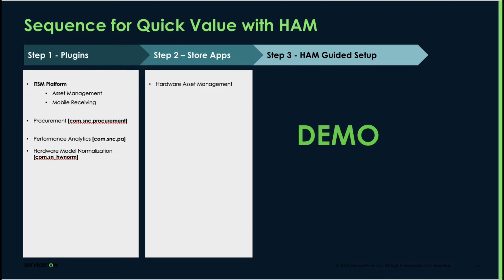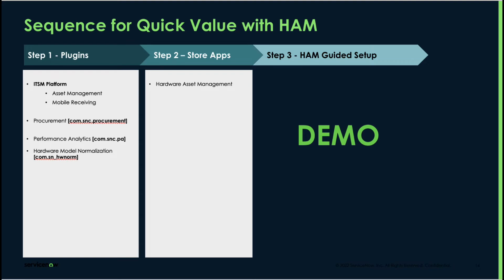And then another plugin you need is the procurement plugin. The procurement plugin provides you the purchase order, sourcing, and catalog. This is the base procurement. There is another procurement module which is coming up, and that is workspace based, and that's a different one. And then the performance analytics plugin is required for the dashboards, the hardware and asset dashboards. And another plugin is hardware model normalization, which is one of the key features we'll discuss in today's webinar and go deep into. This is for doing the normalization and standardization of the model.